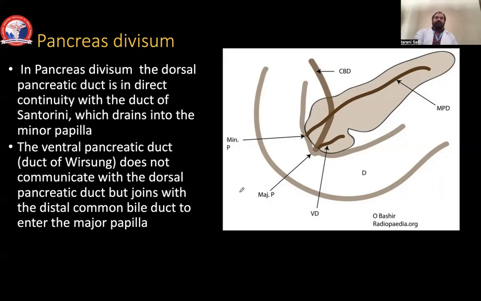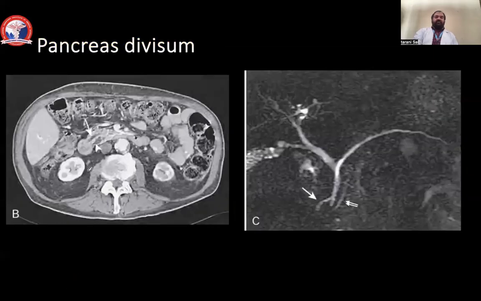drains into the duodenum, but there is no communication of the main pancreatic duct with the duct of Santorini, which is seen draining into the major papilla. So this is showing the pancreatic divisum. There is an axial CT image showing two different ducts, which are seen draining into two different parts of the duodenum, as confirmed by the 3D MRCP image.